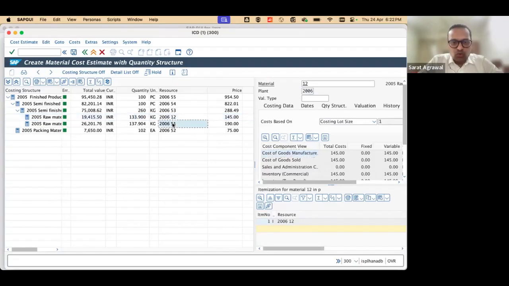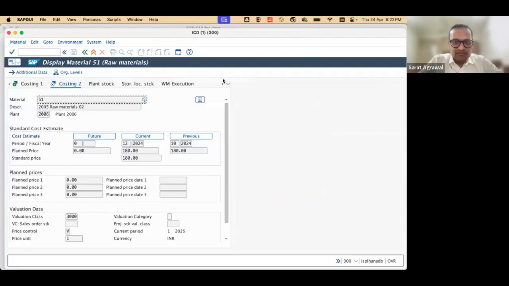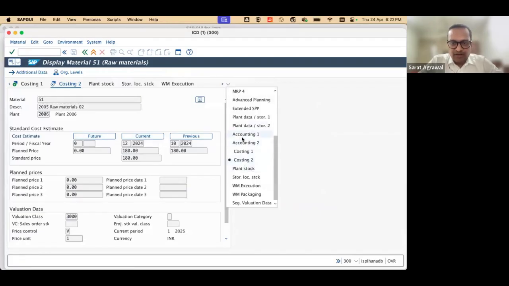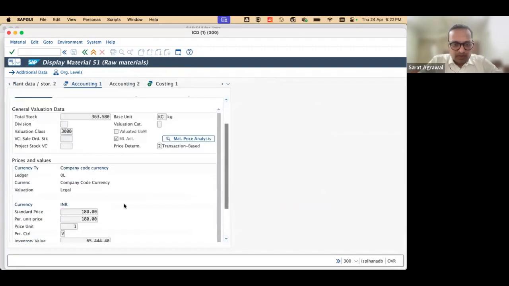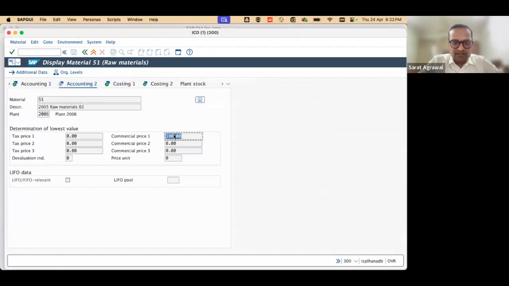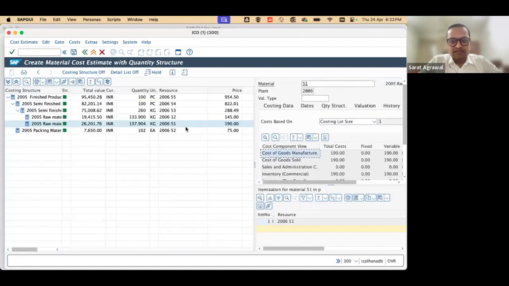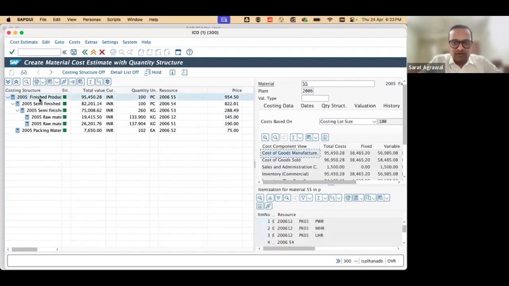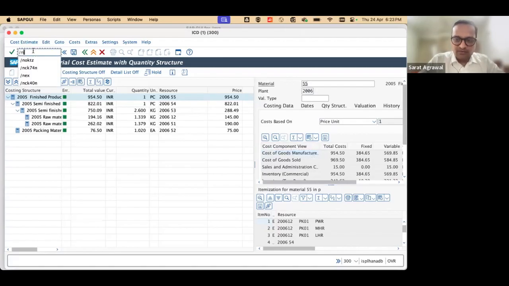Similarly, in the other raw material, let's say 51, the moving average price is 180. But we have taken the price as 190 as simulated cost, so the system has taken that as a simulated cost. So the moment we change the price of 145 to 190 or 190 to anything, this costing will get changed automatically and will get a revised cost. Say for example, here my total price per unit as per the simulated cost is 954.50.